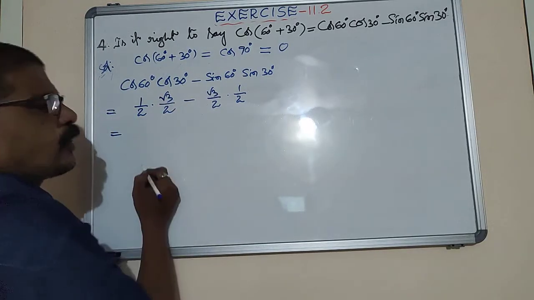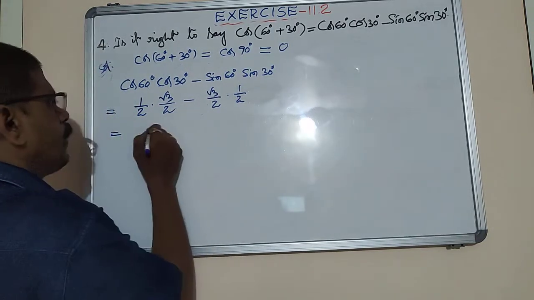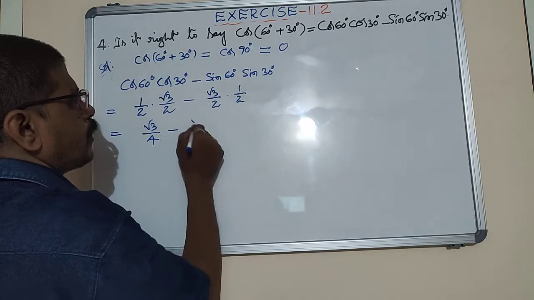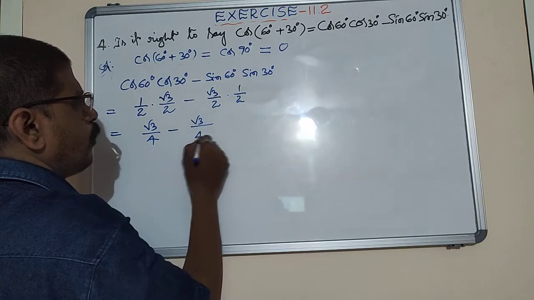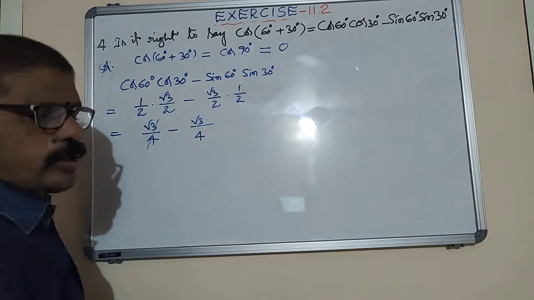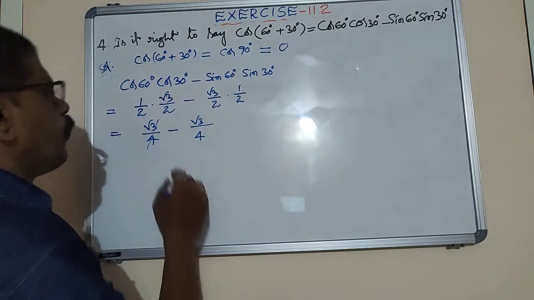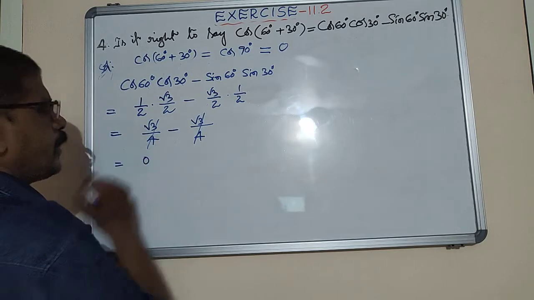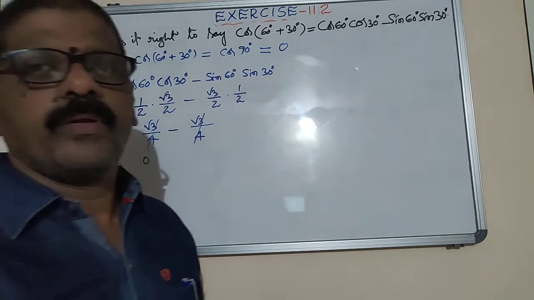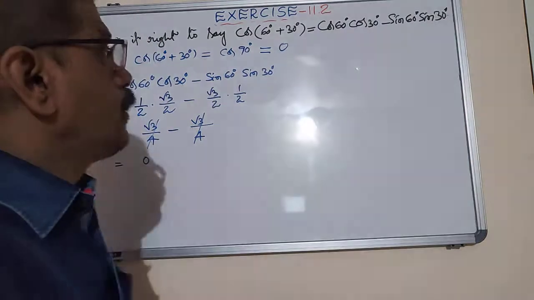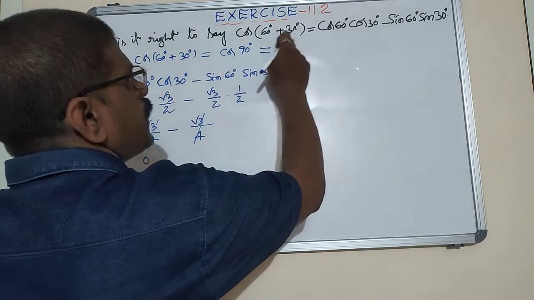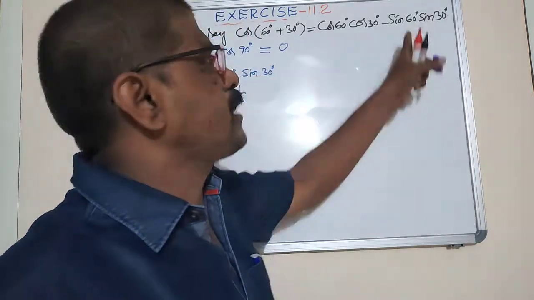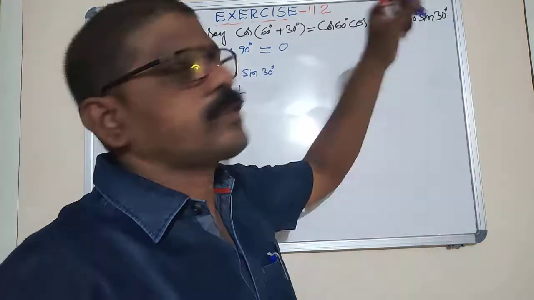That is equal to 1 into root 3, it will be root 3 by 4, minus root 3 into 1, root 3 by 2 2s are 4. Now root 3 by 4 minus root 3 by 4 is cancelled. It will be 0. Clear? Understood all of you? What do you observe? Cos 60 degrees plus 30 degrees is equal to cos 60 degrees cos 30 degrees minus sin 60 degrees into sin 30 degrees.